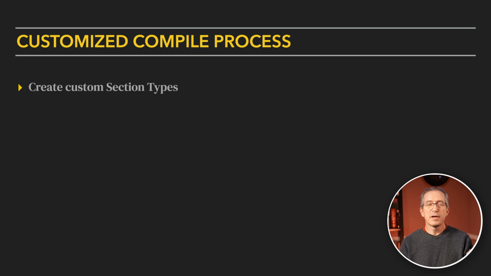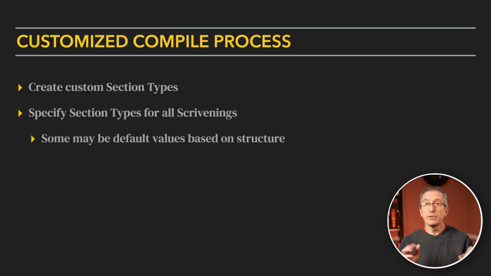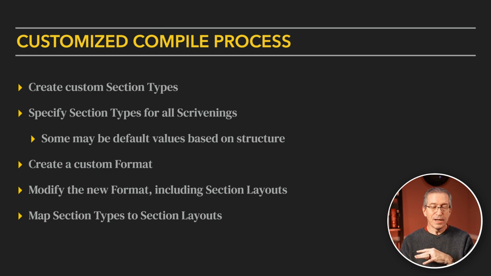So a customized compilation process, which we just went through, looks more like this. We'll create those custom section types. So for example, prologue or epilogue or what have you. We'll specify section types for all scrivenings. So I assign those to the scrivenings I want to show up in that format. Again, some can be default values based on structure, which we saw in those project settings. Then we'll create a custom format, which we just went over. We'll modify that new format, including the section layouts. Then we'll map section types to section layouts. And finally, we'll compile.